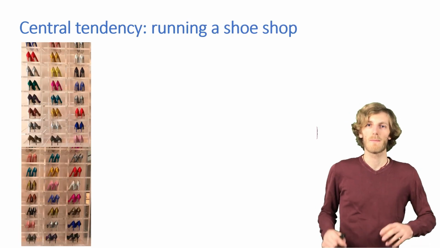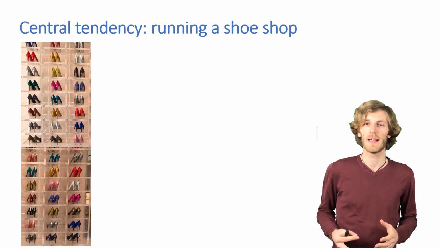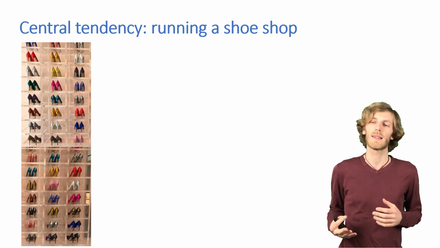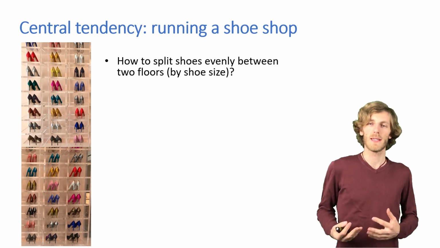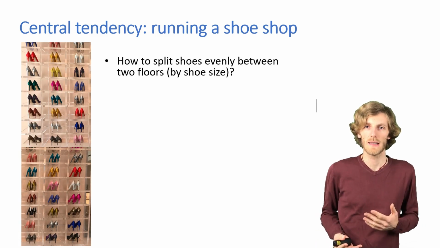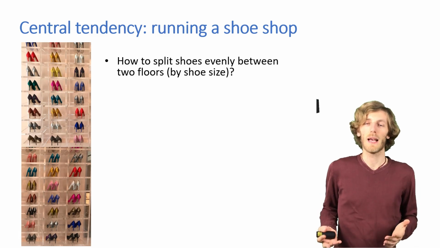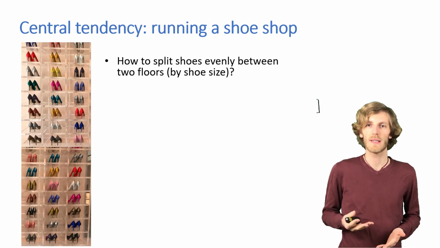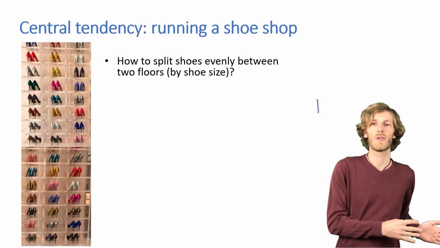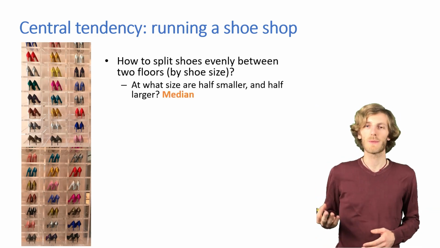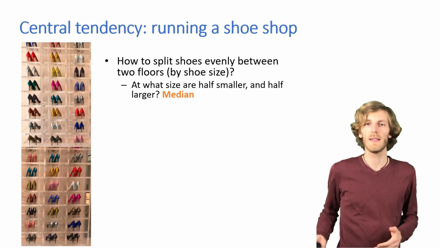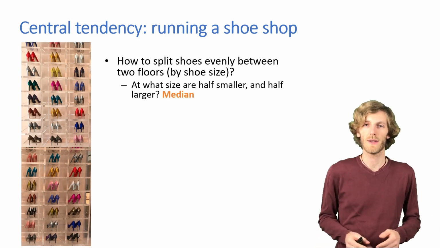So firstly, how do we talk about typical values? I like this example of running a shoe shop. So the first question might be, how do we split the shoes between two floors? For that, it would be helpful to look for the shoe size, where exactly half of the shoes are smaller, the other half are larger. And that's what we call the median. So in the median, we sort the values and we take the value exactly in the middle.